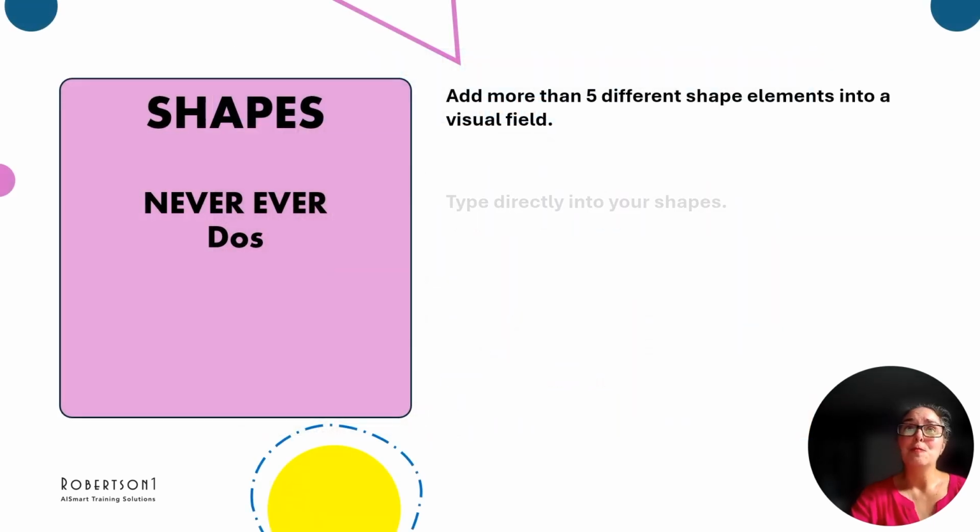The second rule is never ever type directly into your shapes. So this is a mistake that I see often enough. People will use smart art, or they'll just make a shape and they'll type directly into it. But when you do this, you lose control over the placement of your text. So the default tends to be the text will be in the center of your shape and center aligned, which makes it a little bit harder to read.